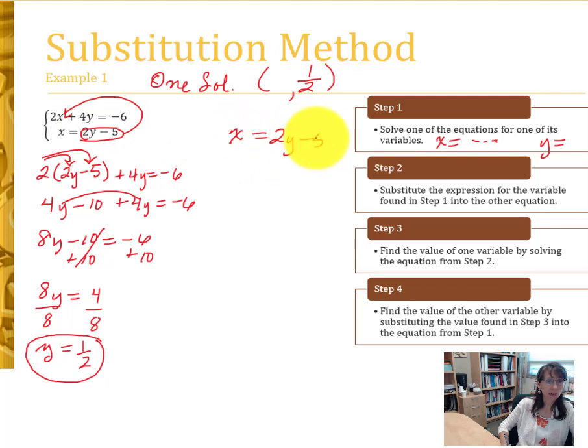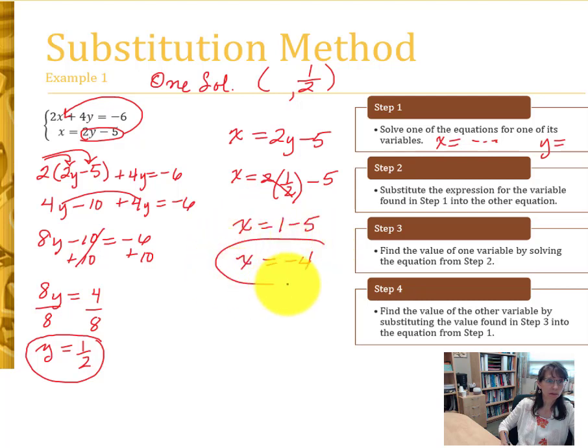x equals 2y minus 5. And we know that the y value is 1/2. x equals 2 times 1/2 minus 5. Well, 2 times 1/2 reduces, leaving x equals 1 minus 5. So the x value is negative 4. So negative 4 goes up here in the ordered pair. So these two lines should be intersecting lines at this one point, negative 4, 1/2. And that's how substitution works.